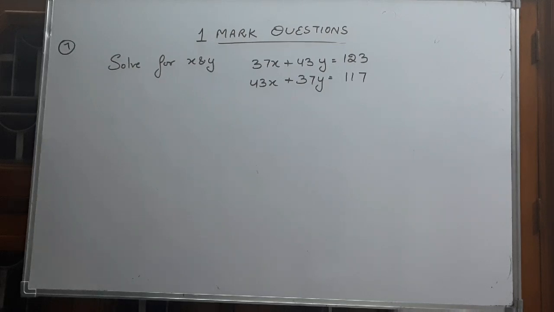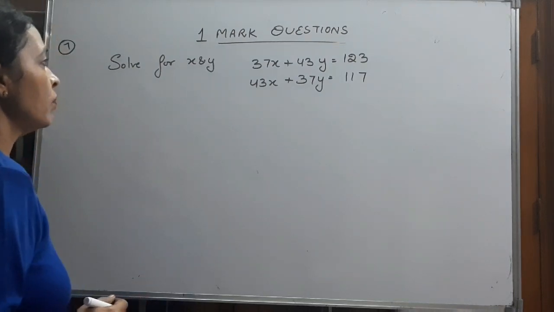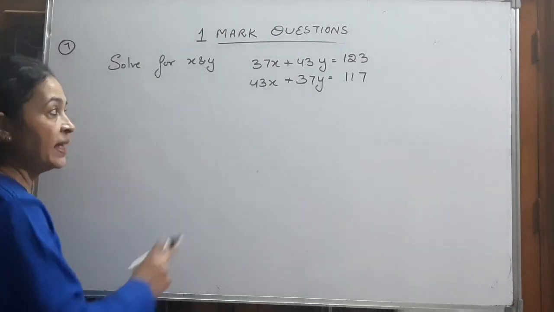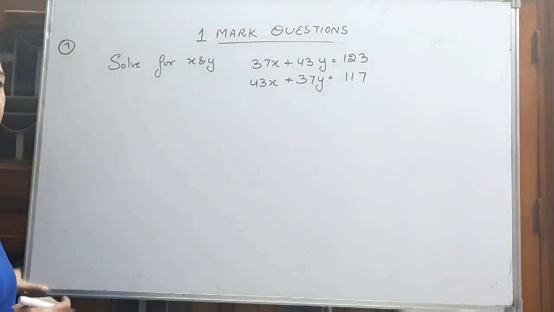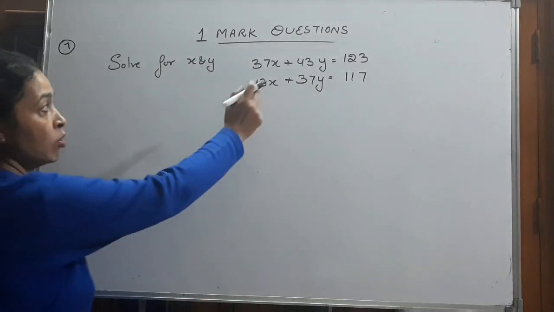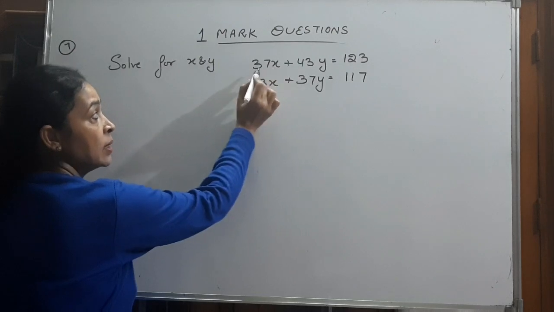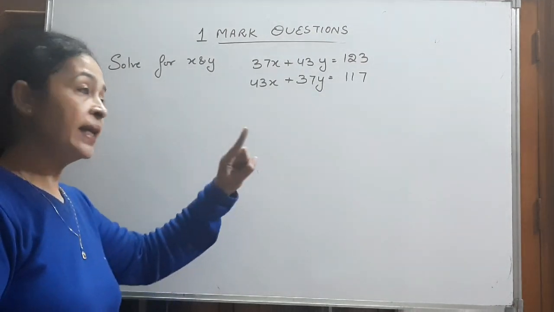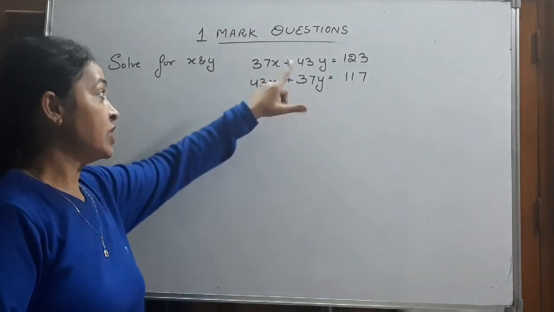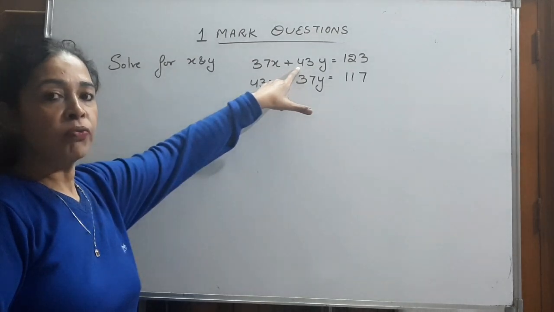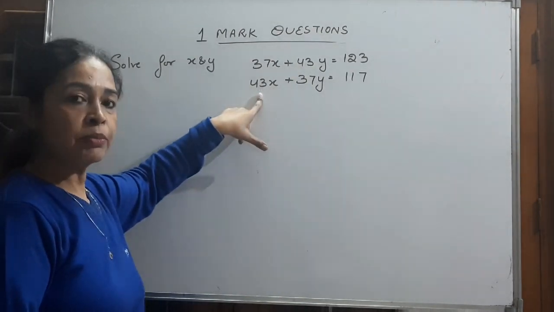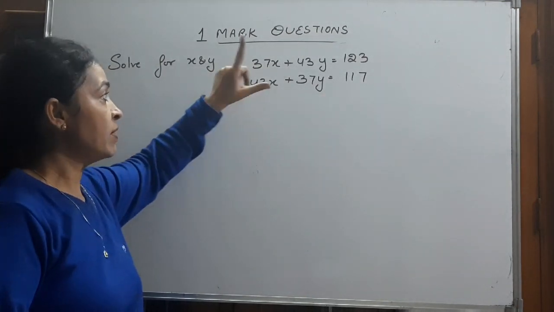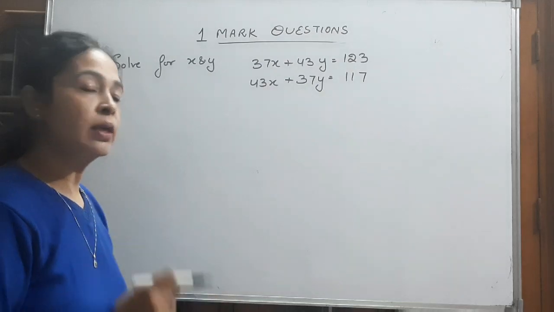Solve for x and y. 37x plus 43y equals 123. 43x plus 37y equals 170. We have two linear equations. We have to find the value of x and y. Now, in the first equation, the coefficient of x is 37 and the coefficient of y is 43. In the second equation, the coefficients are interchanged. Earlier 43 was the coefficient of y, in equation 2 it became the coefficient of x. In equation 1, the coefficient of x was 37, which becomes the coefficient of y in equation 2.